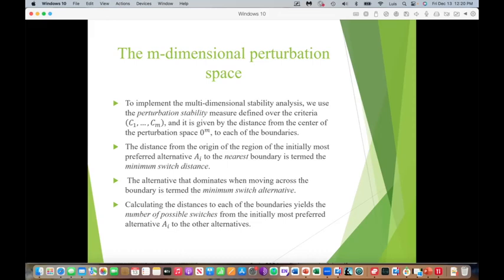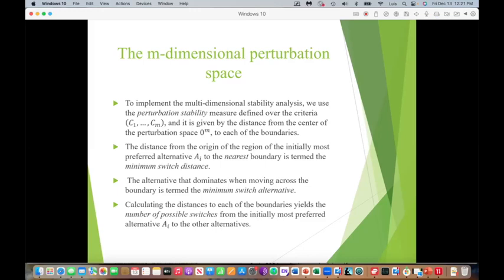So you have an alternative that's dominant, and then when you perturb the criteria to move to another alternative, there's another area which is dominant. So that's what the stability means: how much do I have to perturb the criteria weights to move to another alternative, to be more preferred? And to answer that question, you have to find out how far the center of the region they are thinking about is from the different boundaries of the alternatives that are available to you.